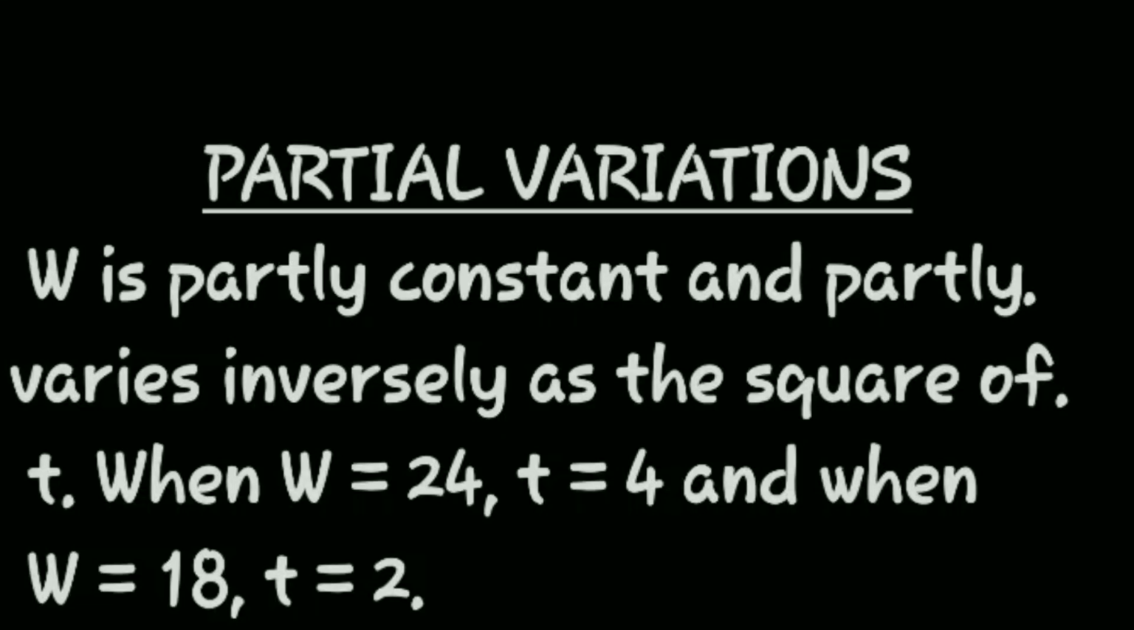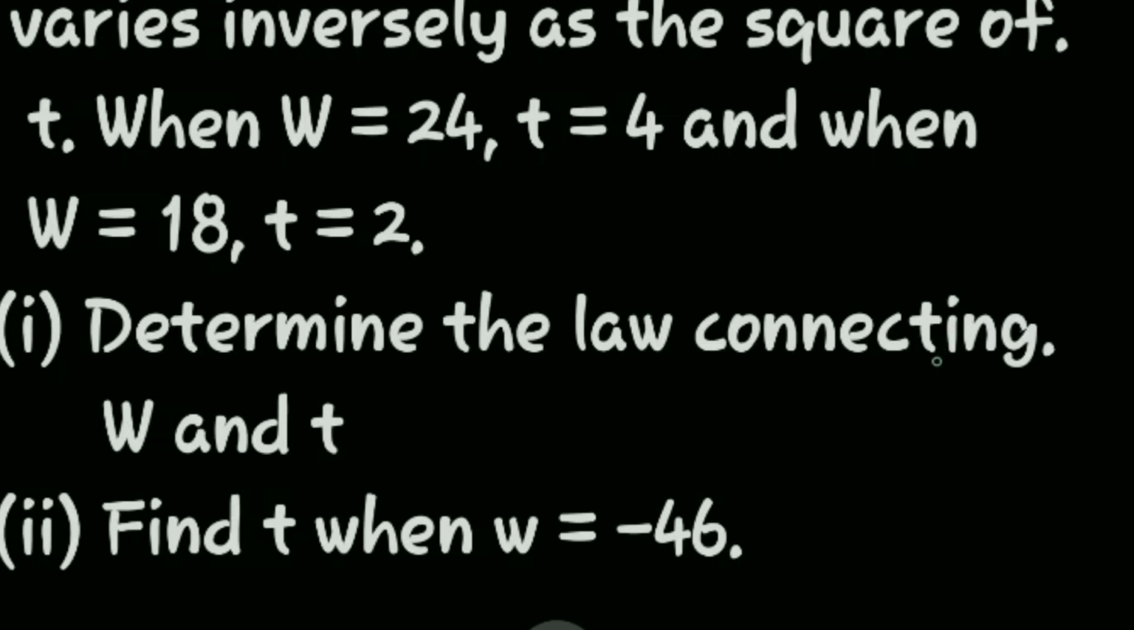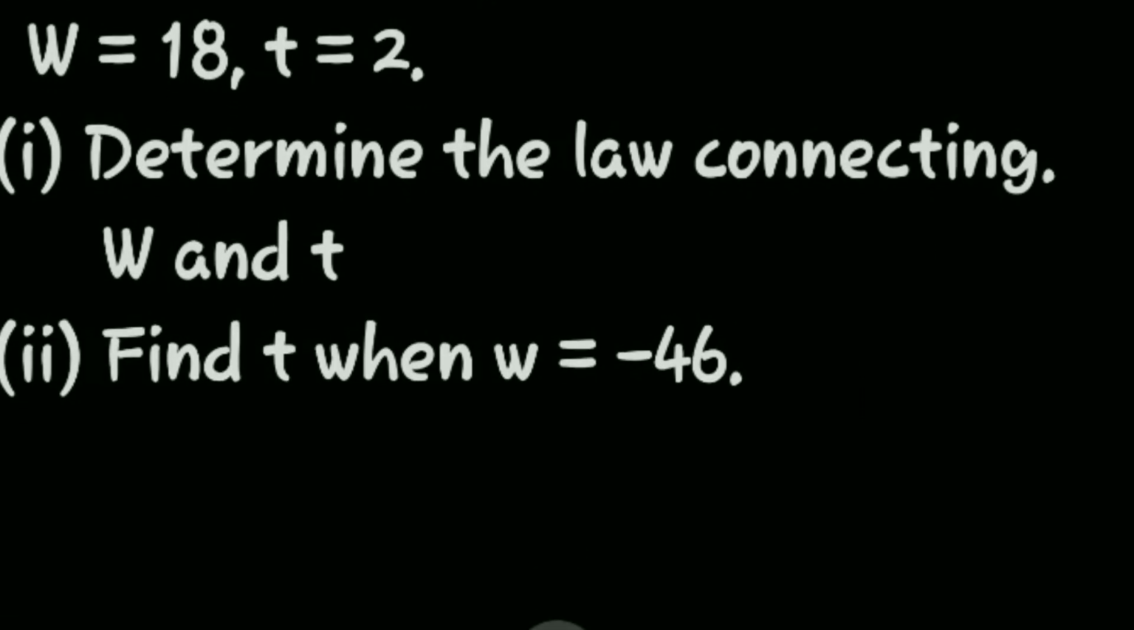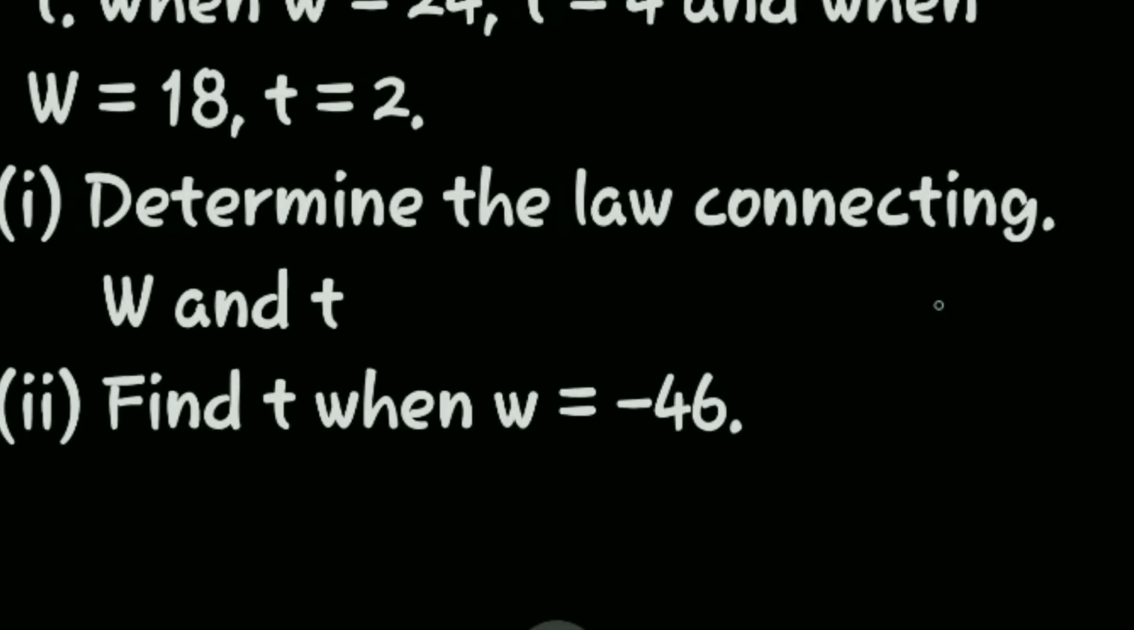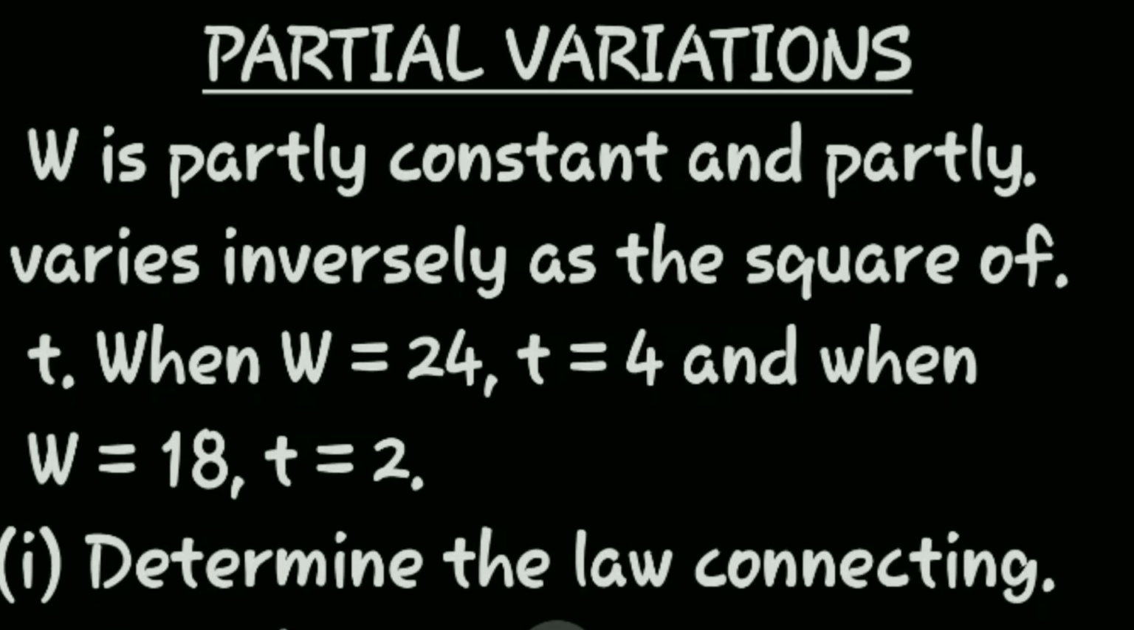Talk about partial variation. Partial variation is an interaction between different variables taking into consideration two constant values. And so, W is partly constant and partly varies inversely as the square of T. When W equals 24, T equals 4, and when W equals 18, T equals 2. So the first thing to do here is to write down the relationship between W, T, and the other two constant values.